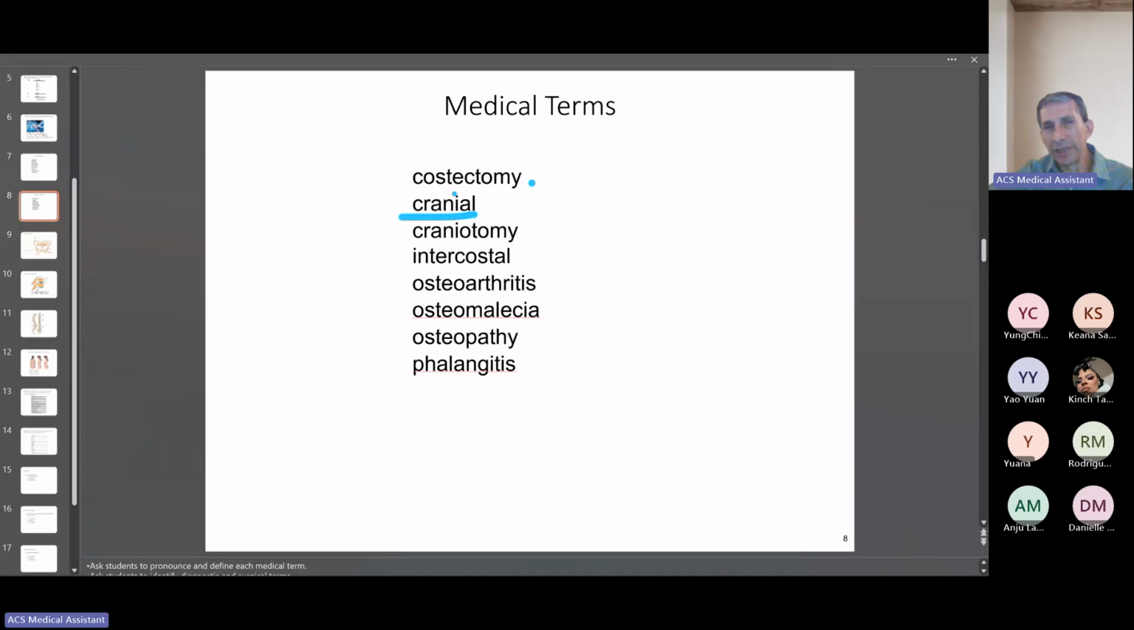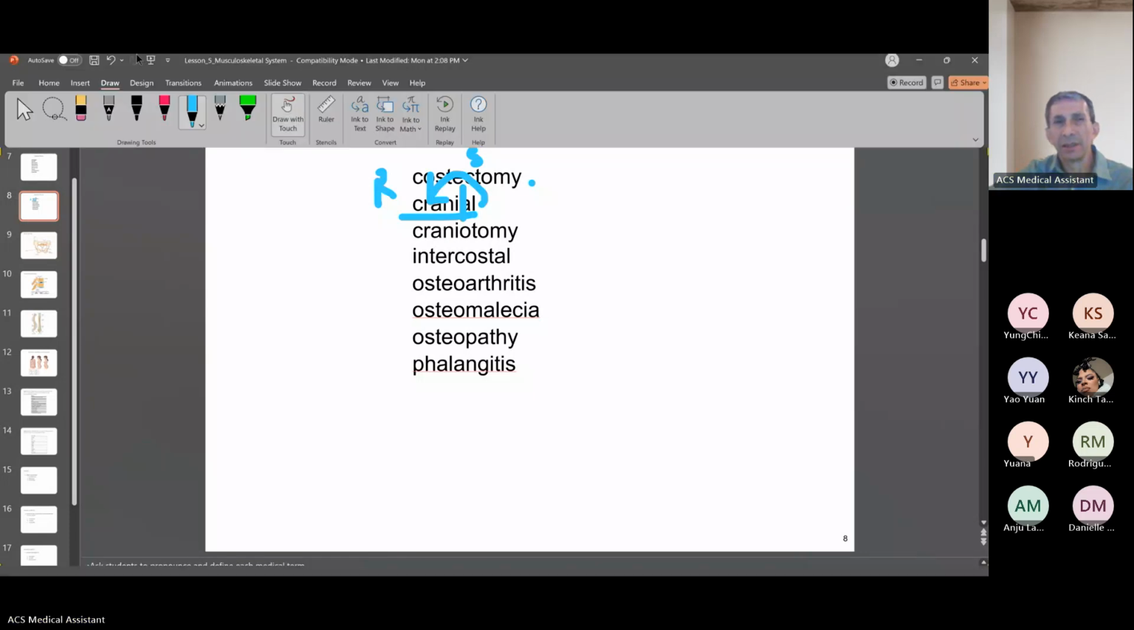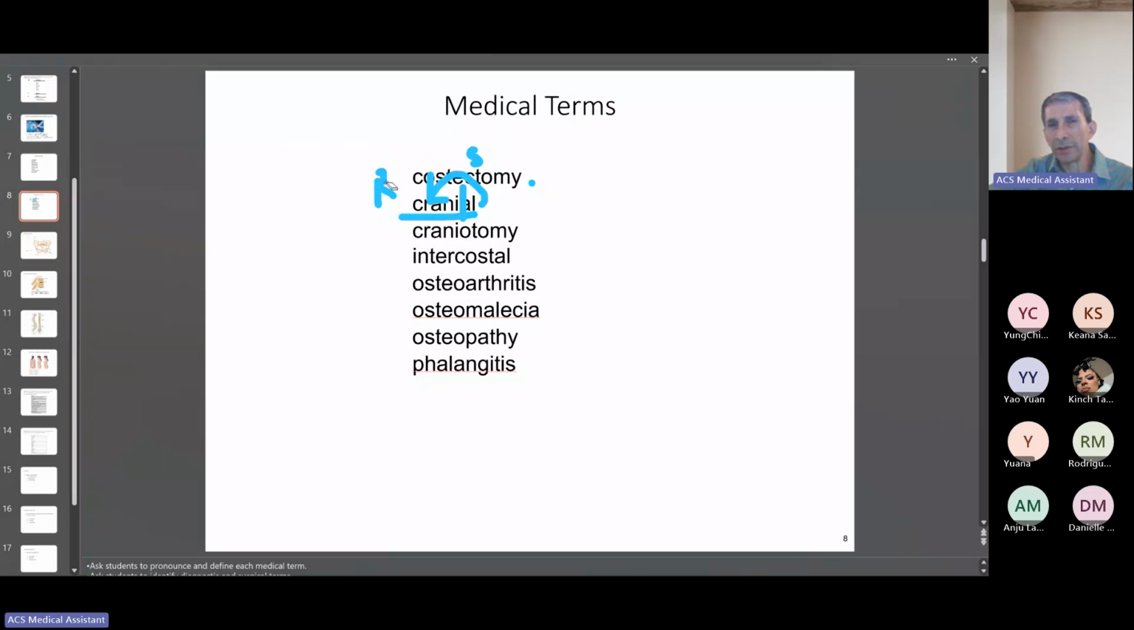Cranial. We know that al is the suffix meaning pertaining to. Crani is the word root. Pertaining to the cranium, this bony structure that protects the brain. Maybe the frontal lobe, maybe the occipital lobe, maybe the parietal lobes. We're talking about anything to do with the structures of the cranium.